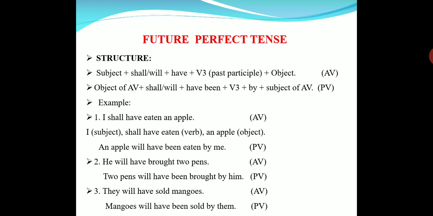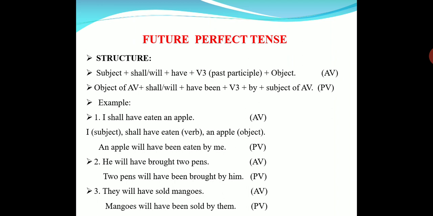Next, future perfect tense. What is the structure of future perfect tense? Subject plus shall or will plus have plus V3 plus object. And the same thing again, object of the active voice in the subject place and shall or will plus have been plus V3 as it is. Been is the be form we use here because it is perfect tense. By will be added and subject of the active voice becomes object.